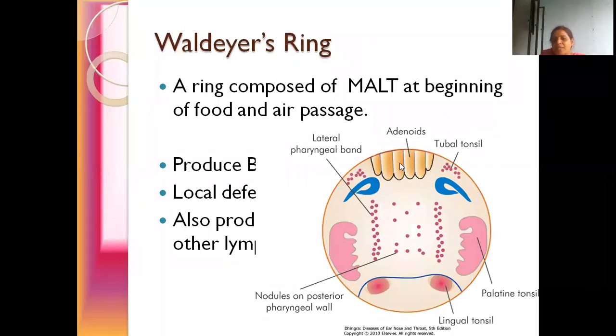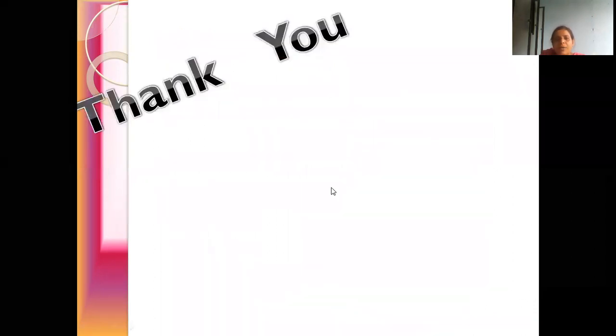This is the nasopharyngeal tonsil, also called adenoid. This is with the auditory tube, the tubal tonsil, isn't it? Then we have the palatine tonsil. This is the palatine tonsil. With the tongue, we have the lingual tonsil. So all this is actually a ring of mucosa associated lymphatic tissue at the beginning of food and air. I told you it's a line of defense, right?